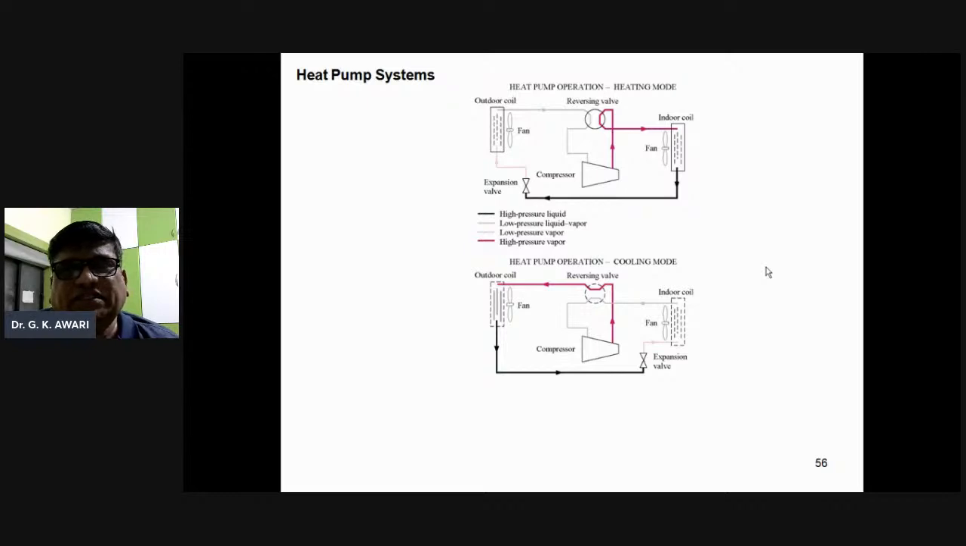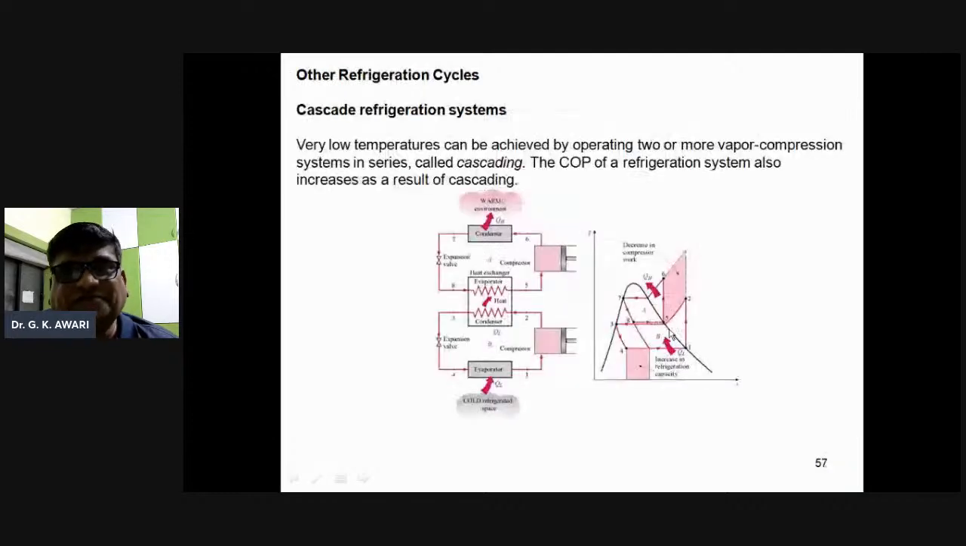Then the heat pump systems for the cooling mode and for the heating mode. Look at the arrangement: a compressor, then the indoor coil, reversing valve, and the outdoor coil. Here is the heat pump operation in the cooling mode: outdoor coil, reversing valve, indoor coil, fan, expansion valve, and see the position of the fan and the compressor.